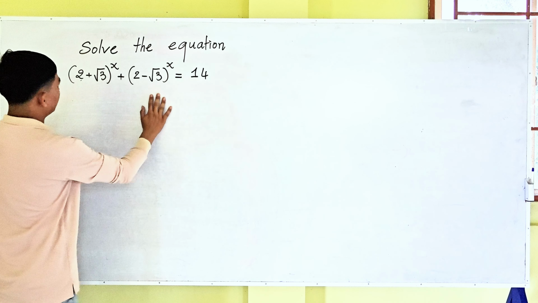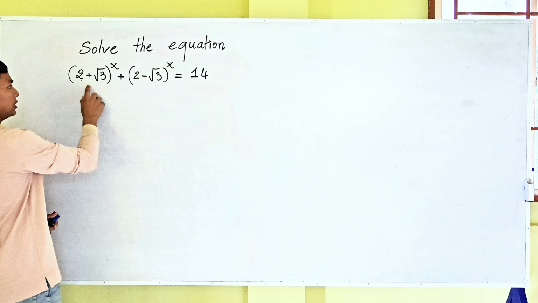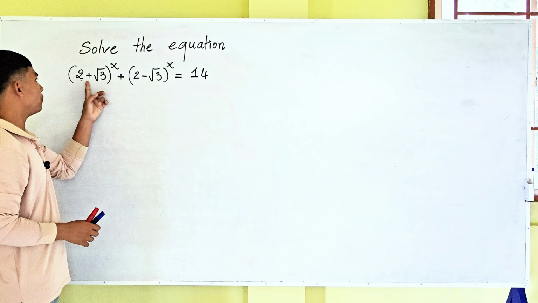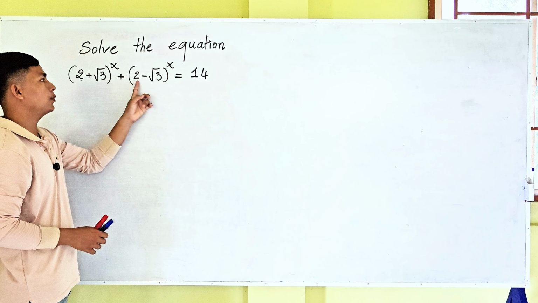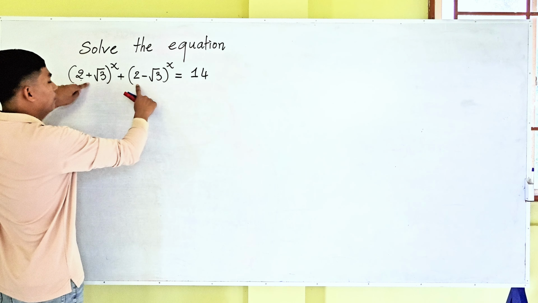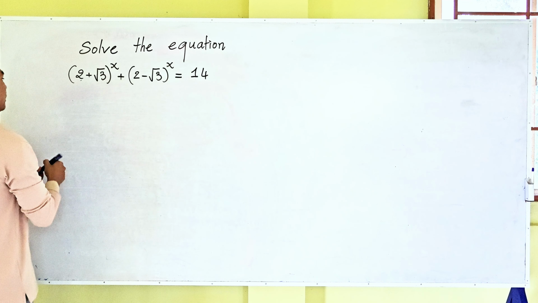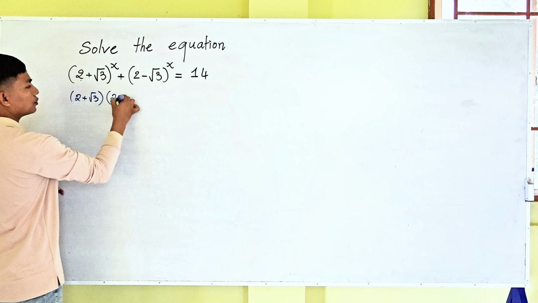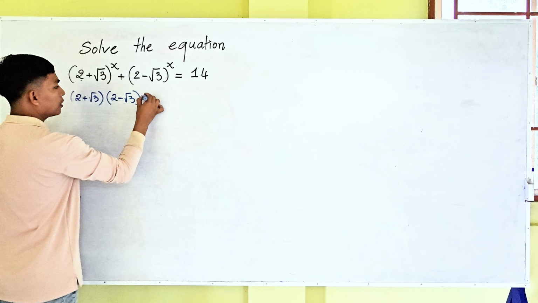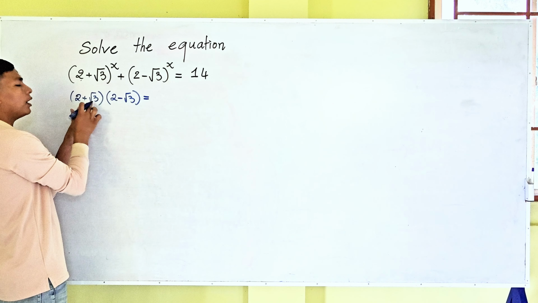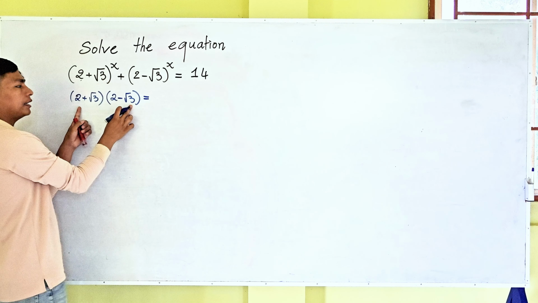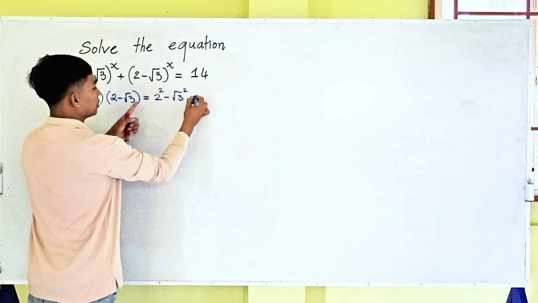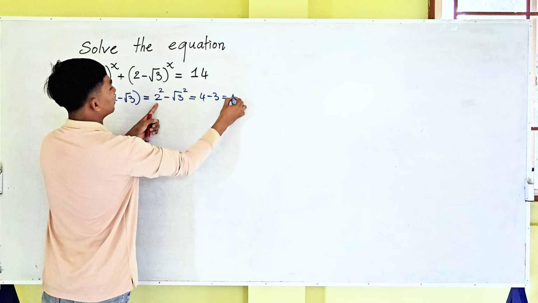Okay, now we see this exponential equation which is different in basic. But you see here 2 plus square root 3 and here 2 minus square root 3. If we multiply it, we get 2 plus square root 3 times 2 minus square root 3 equal, here we use the formula (a plus b) times (a minus b) equal a squared minus b squared. So we get 4 minus 3 equal 1.